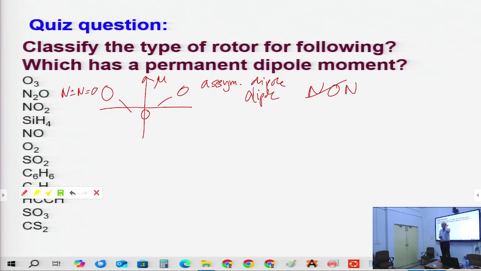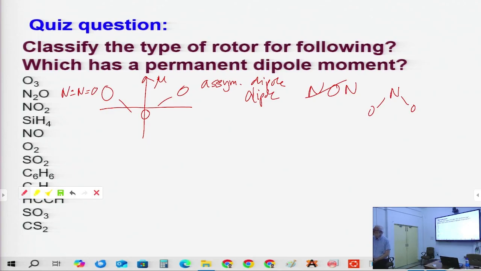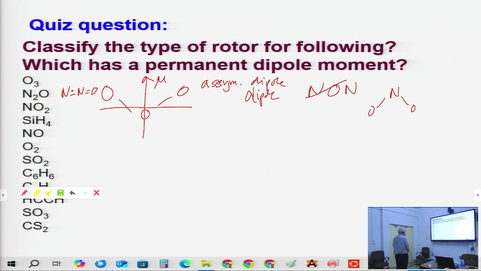Gentleman in the face mask, NO2. I'll give you a clue. NO2 is not linear. It looks like this. What do you think that is? Asymmetric, right? Coming to the lady sitting in front of you. Do you think it has a dipole or not? NO2? It should have, right, good. So this is the same as ozone, asymmetric with a dipole. So they're both the same.